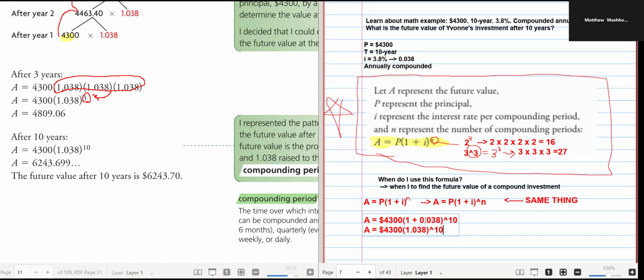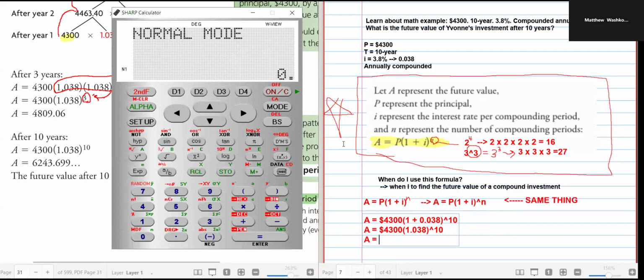3, 2, 1. So now I want to calculate that. Now on your calculator, there'll be a couple ways to represent that. So again, if I'm looking at this 3 to the power of 3, there's a couple buttons on here that you can do that with.